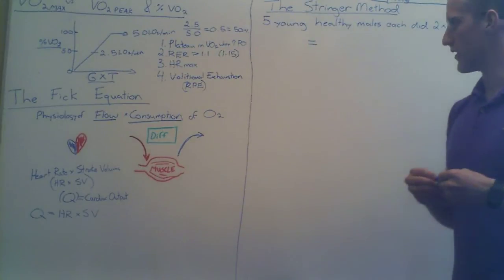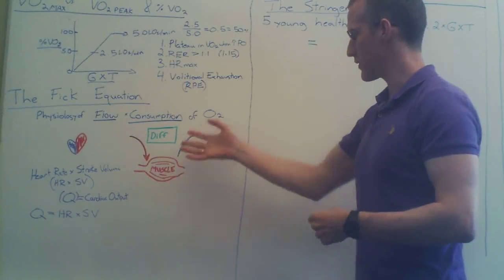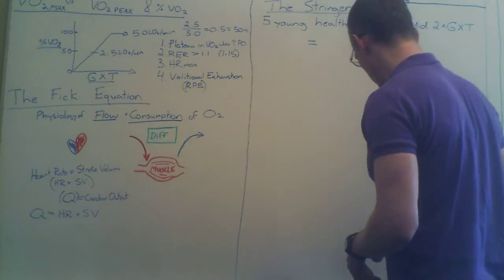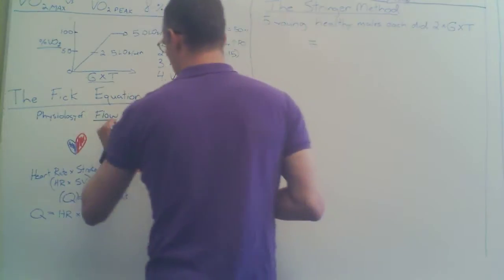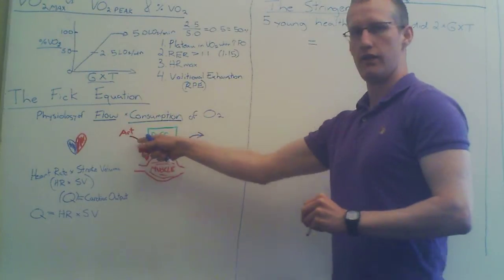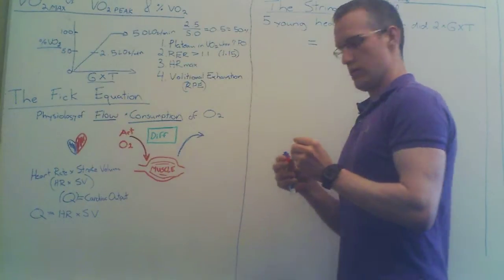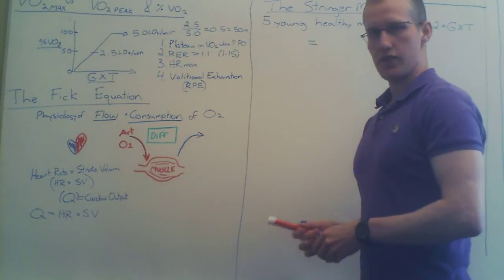Now the other part is consumption of oxygen. So consumption happens in your muscles, and that's what we're trying to measure. So what you take a look at is the red line here, which is your arterial blood, okay, which is oxygen rich. So it brings the oxygen to the muscle.